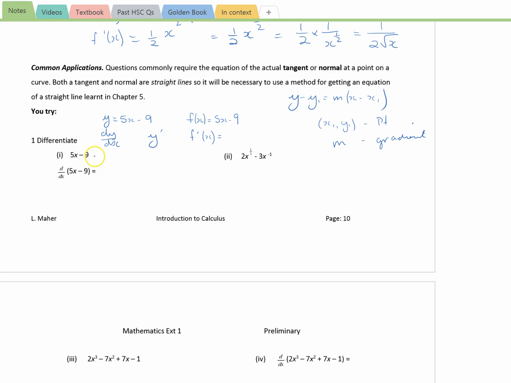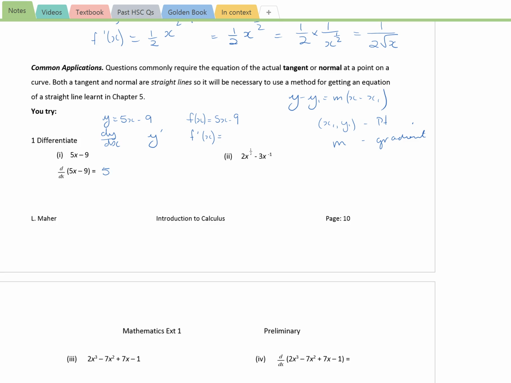Now, it hasn't been given any name, and we don't need to give it a name. What we can say is we're just going to differentiate this, so just a d on the top, not differentiating y, but just differentiating with respect to x this expression, and the answer would be 5.